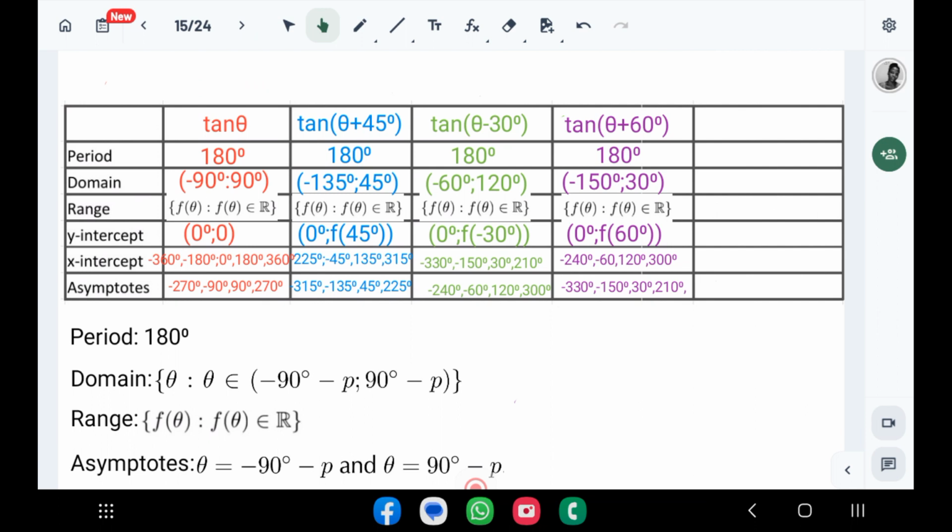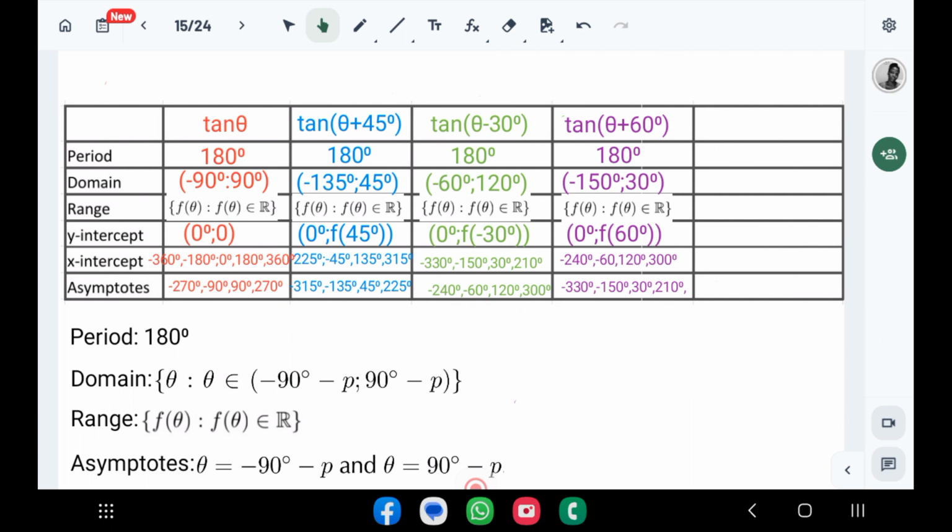But before we do that, let's look at what the complete table looks like. Okay, for the tan of theta, all the periods are exactly the same. Now the domains depend on the shifting. The range is exactly the same. The y-intercept depends on the shifting as well. The x-intercepts also depend on the shift, right? And the asymptotes also depend on the shift. Remember, the period is 180 degrees and the domain is between negative 90 degrees and 90 degrees on the right hand side of the center branch.